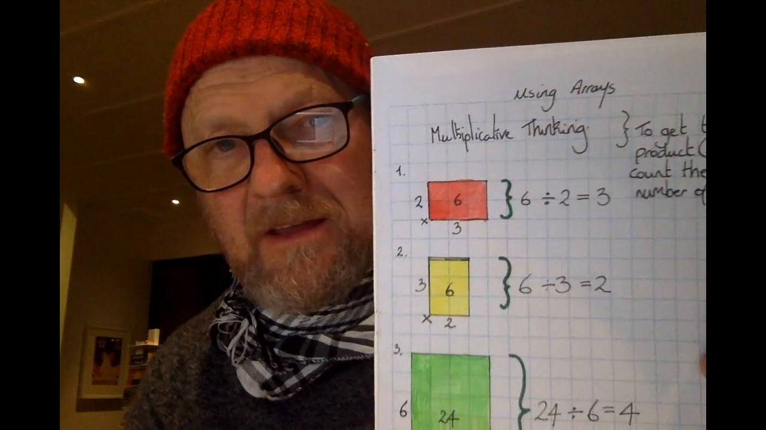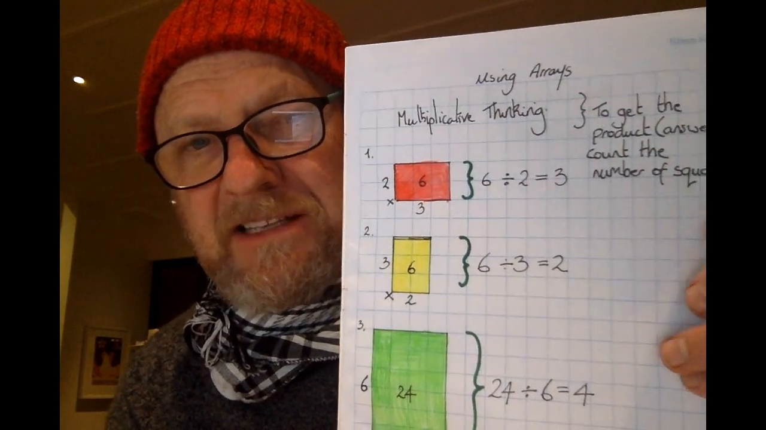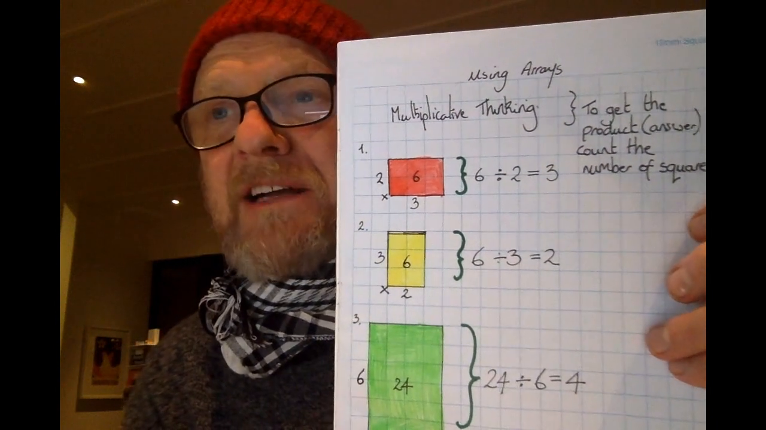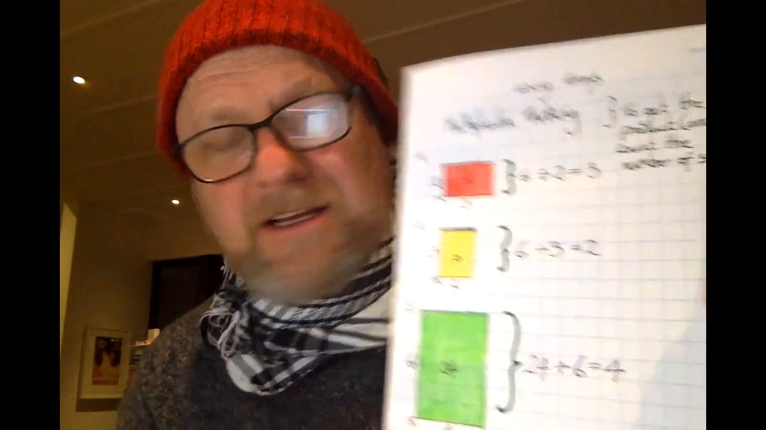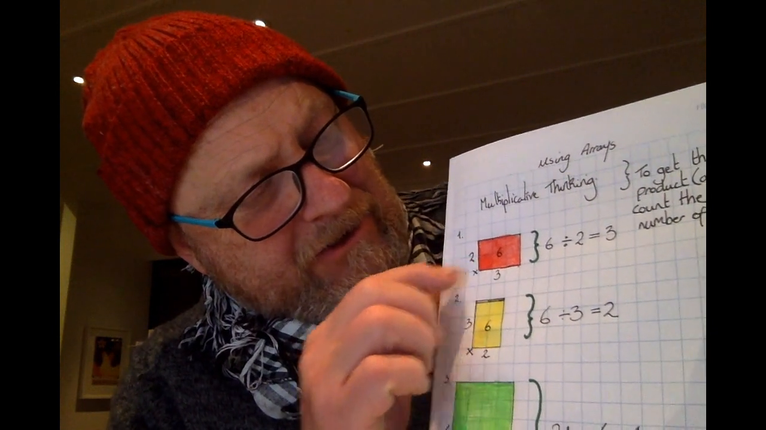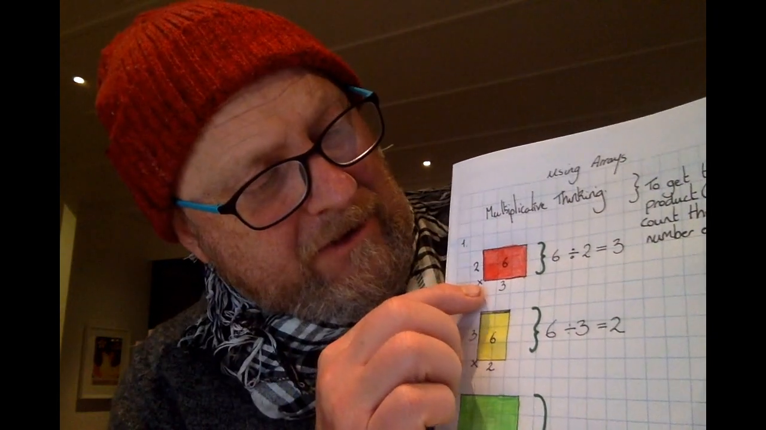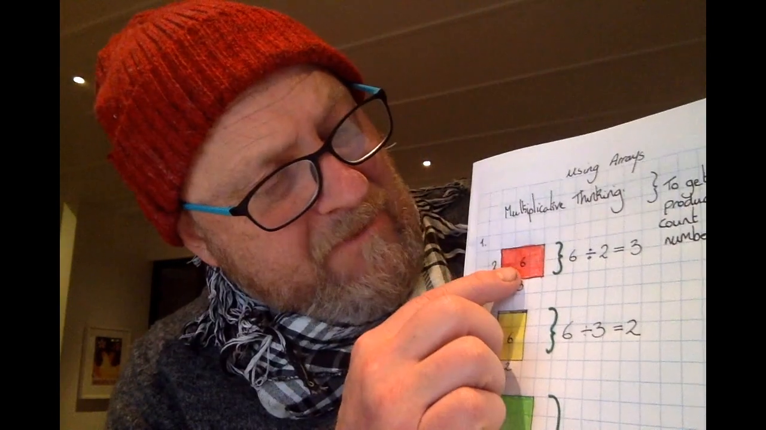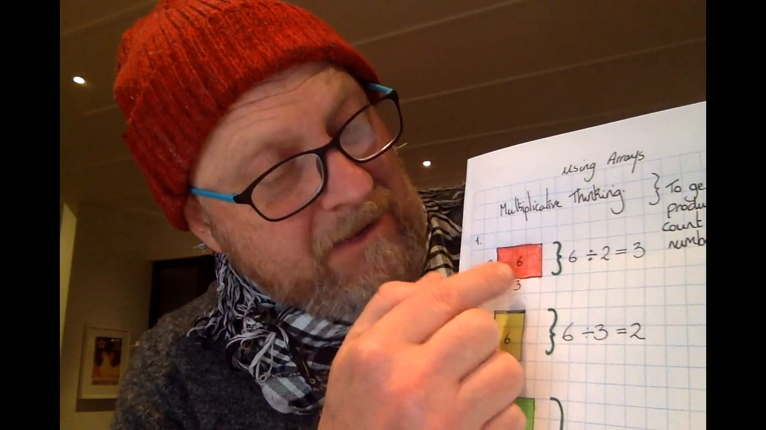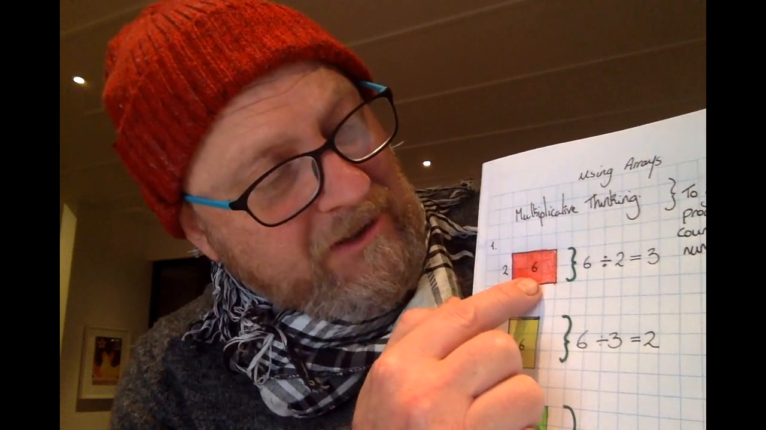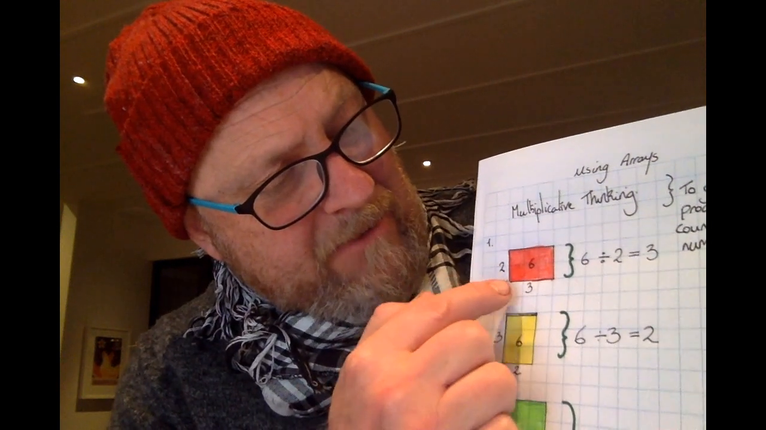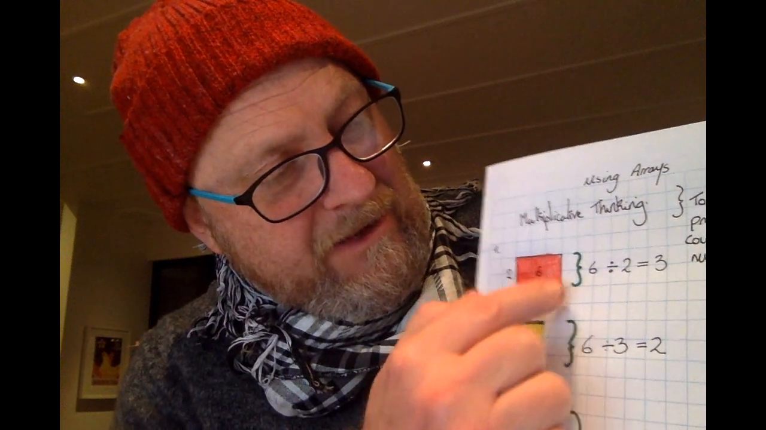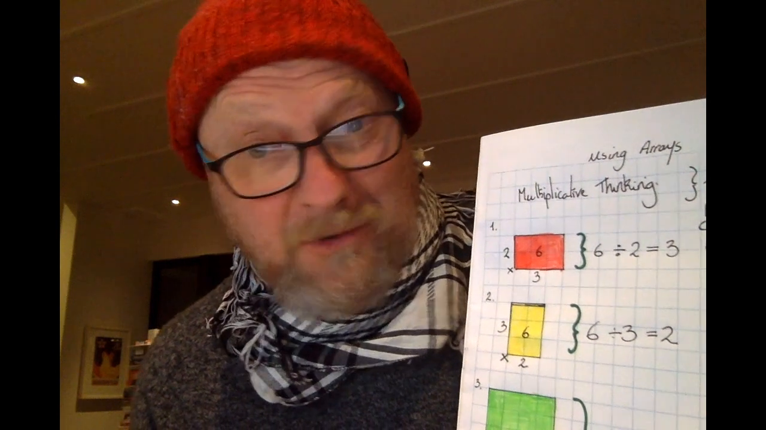So, using arrays or multiplicative thinking. Now the first question I've asked is 2 times 3. So I've coloured in on the vertical line 2, I've put the times down here in the corner, and on the horizontal line 3. And I've coloured in the rectangle that it's created, and it's given me the answer 6. Now we want to find the division equivalent of this multiplication sum. So we take the answer, or the product, 6 divided by 2, and we count the horizontal line, 1, 2, 3, equals 3. And we've used all the same numbers we used for our multiplying problem.